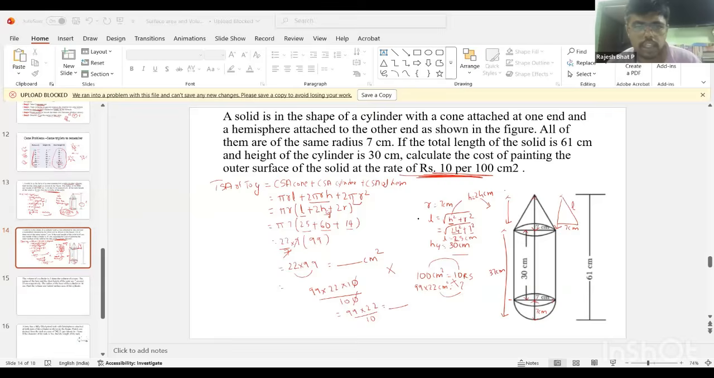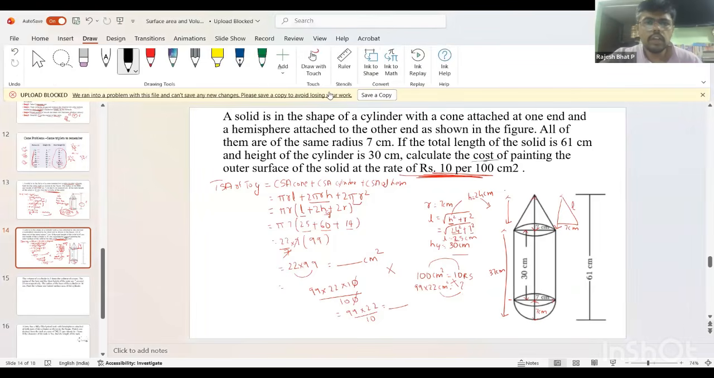One second. Yeah. So there is no need to find the volume, because they're not asking anything about the volume here. They're just asking to find the cost of painting. Okay, now let's go to the next problem.